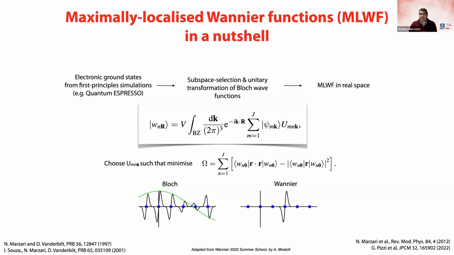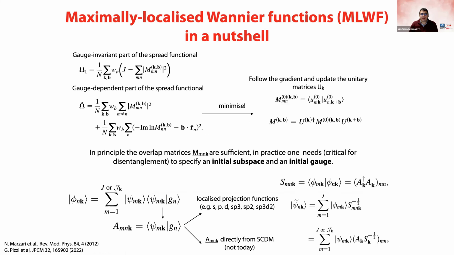In order to get Wannier functions that are maximally localized, you need to choose this U_mn(k) in a specific way, and in particular, you need to minimize what is called the spread functional, this omega object that you see here. So you start with delocalized Bloch wave functions, and you end up with a Wannier function, which is a localized object in real space. In practice, this is all about minimizing the spread functional. You have a gauge-invariant part, as Giovanni mentioned, that you cannot do much about, especially for composite bands. But then there is a gauge-dependent part, and that's what you can minimize by optimizing your unitary matrices. In practice, this means following the gradient. It's an iterative minimization procedure.